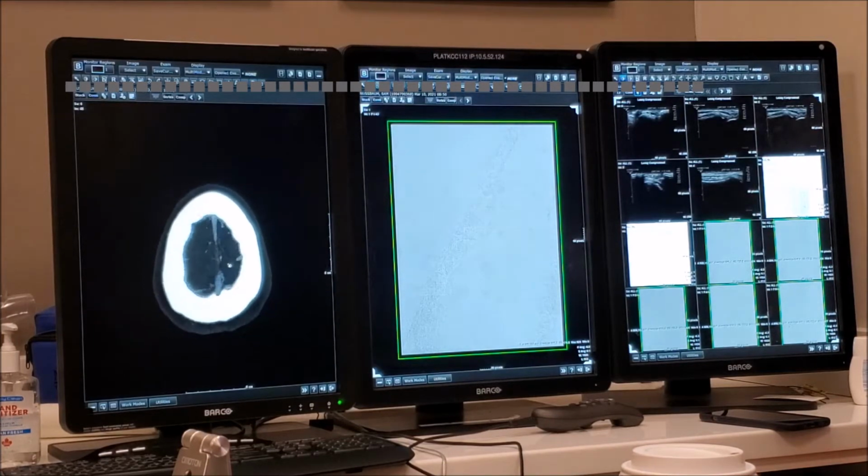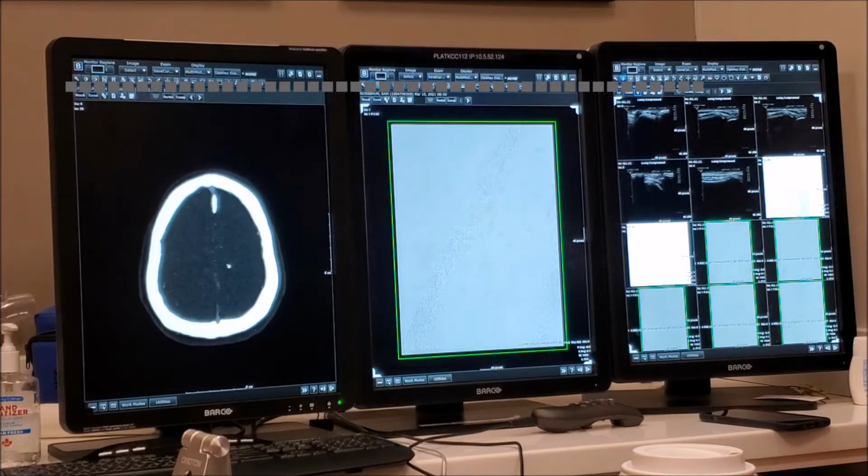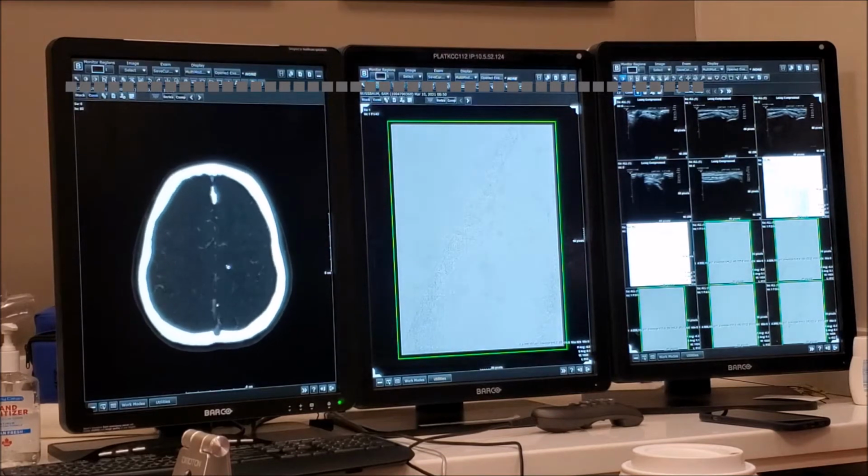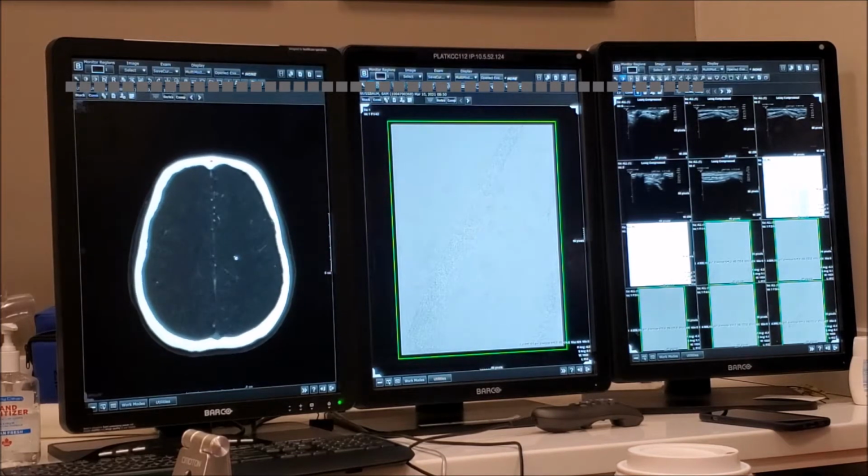Okay. How old is the kid? 30. Big calcification in the falx. Right. You don't think there's a meningioma there?